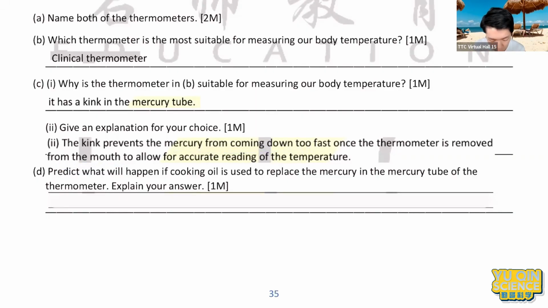Or you can say the kink gives a more accurate reading of the thermometer. You need not write too long for this. I give you two kinds of answer. You can write prevents it from coming down too fast, plus more accurate, or you can choose either part. Okay, there you go. I'll wait for everybody a bit.